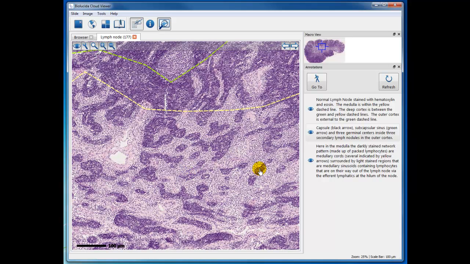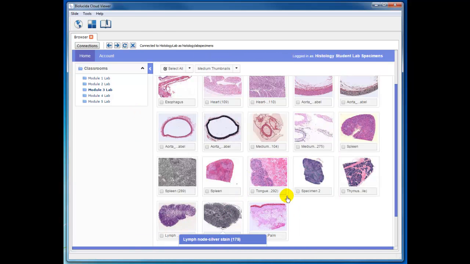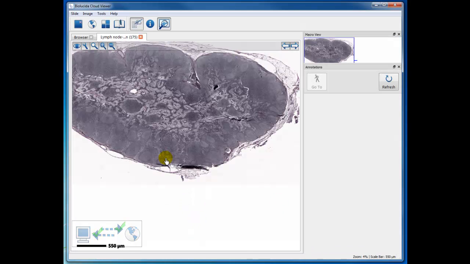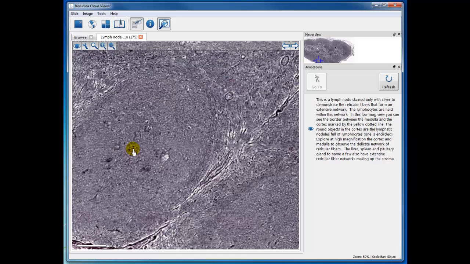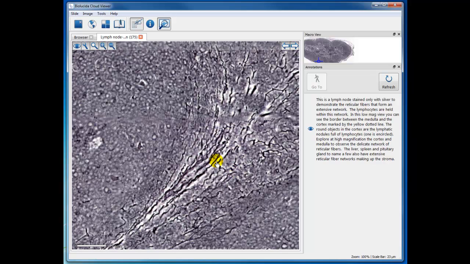So let's go to the silver stained one, which will reveal the framework structure of the lymph node. Again, the medulla is easily recognized by being lighter in the silver stain, and you see the dark meandering structures are the medullary cords. Here we see the nodules, but notice around the edge, look at the reticular fibers.